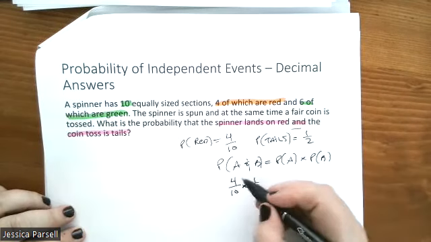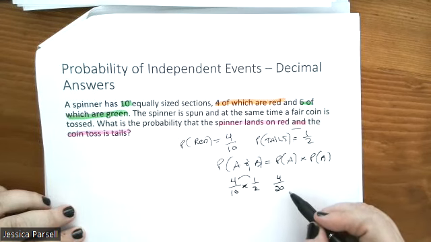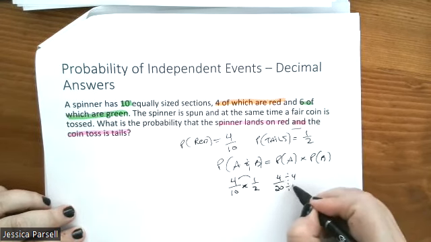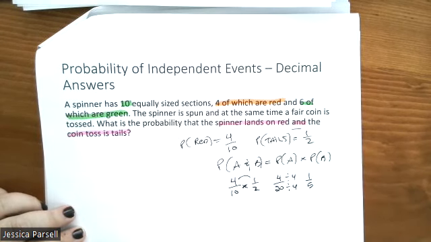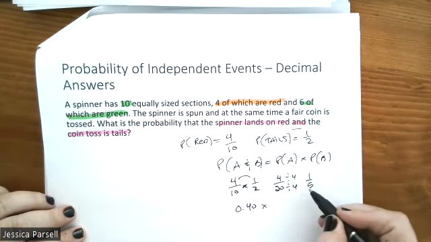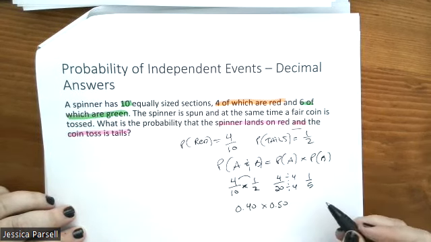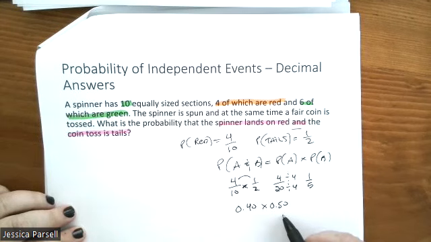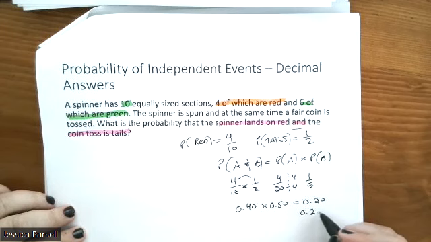If you want to do this with just fractions, you've got 4 times 1 is 4, 10 times 2 is 20, and you reduce that from there, divided by 4, divided by 4. That's 1/5, but they want decimal answers. So do 4 over 10 in your calculator, that should be 0.40, times 1/2 in your calculator, which is 0.50. And if you do 0.40 times 0.50, you're going to get 0.20, or just 0.2, which is 20%.